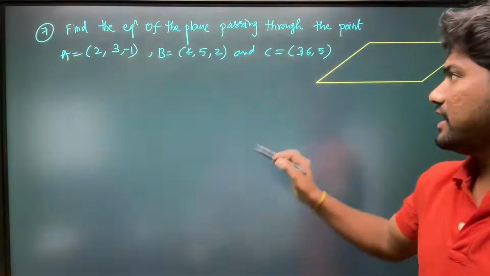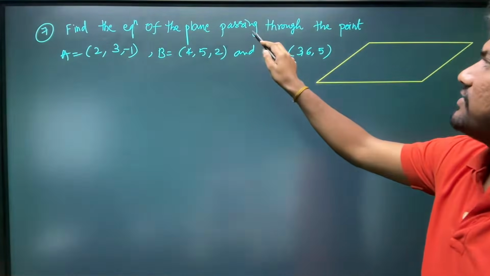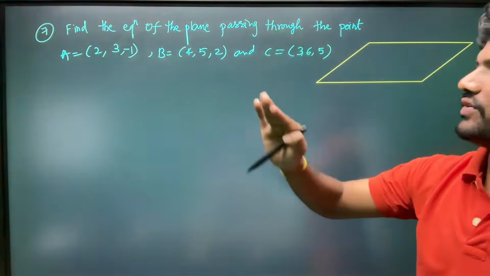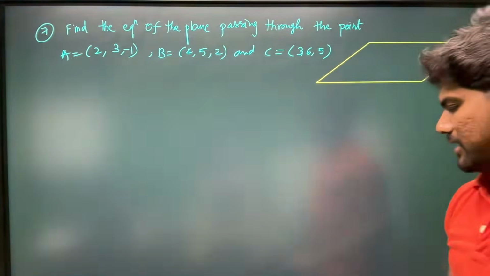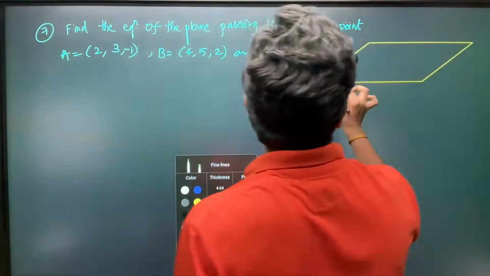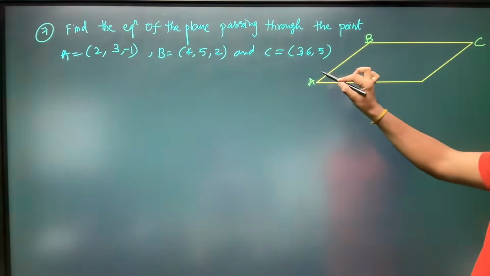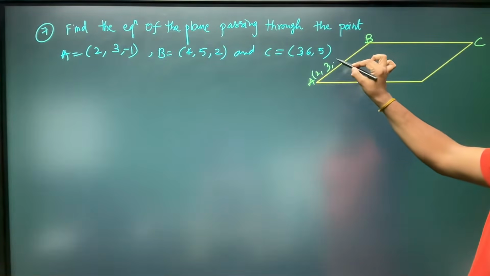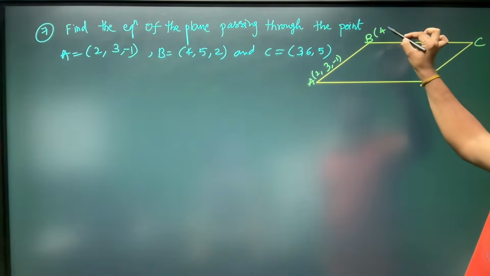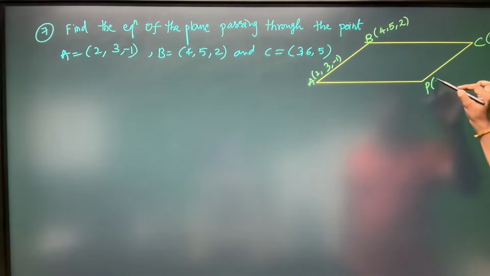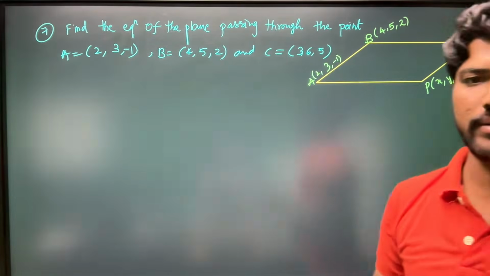Okay, so here we have: find the equation of the plane passing through the points. Here we have 3 points, and we have to find the equation of the plane. Take any 3 points, capital A, capital B and capital C. What are the coordinates here? 2, 3, minus 1 and 4, 5, 2. Next 3, 6, 5. And here we have the point x, y, z. Take any point capital P on the plane.